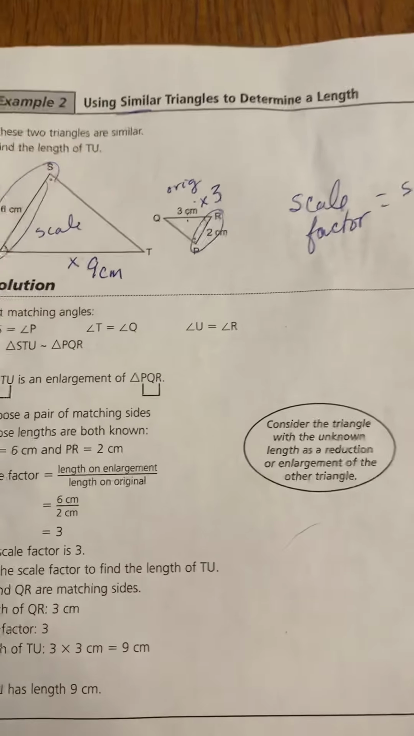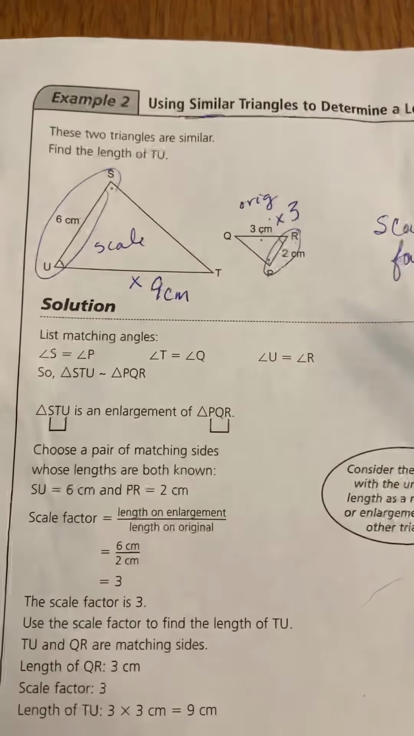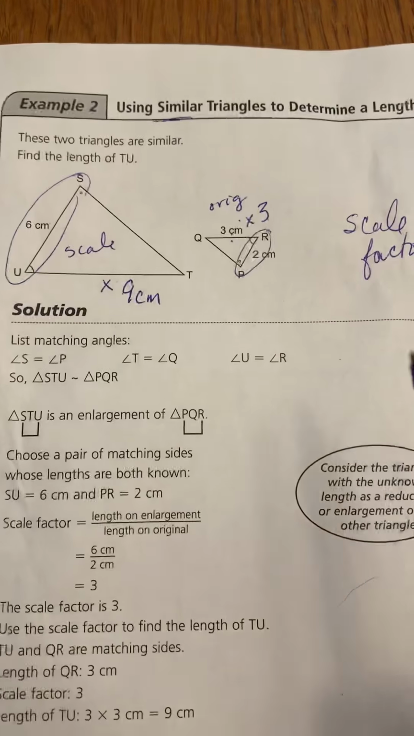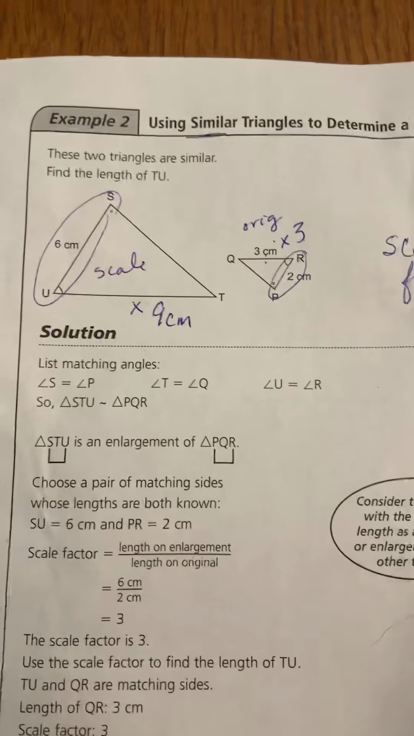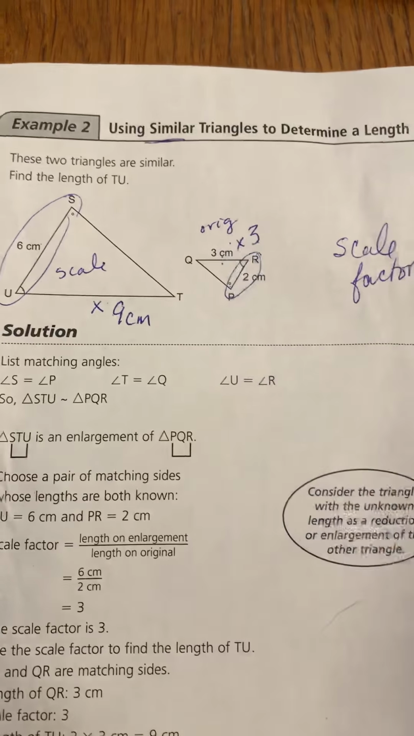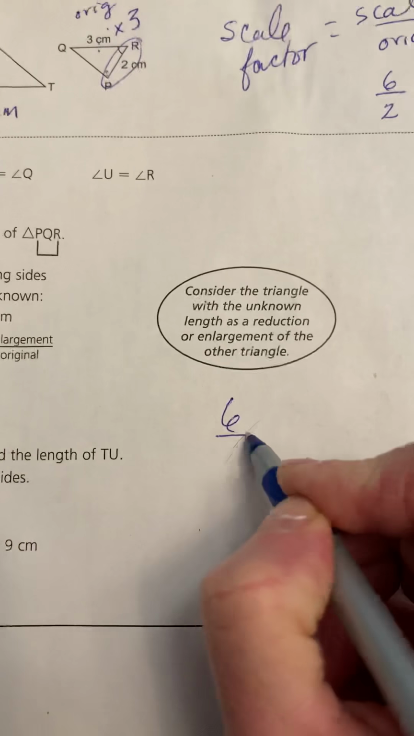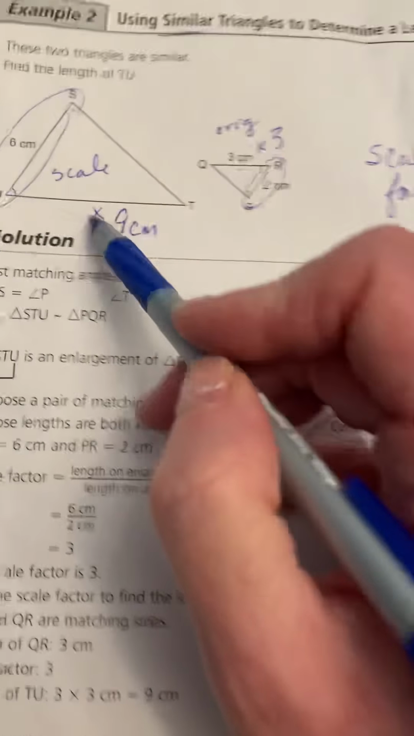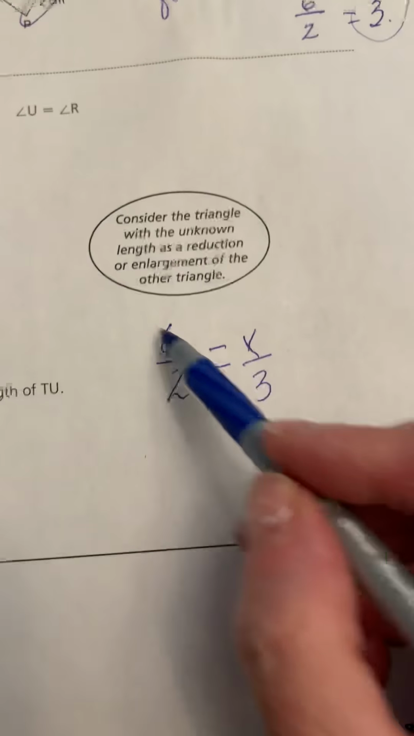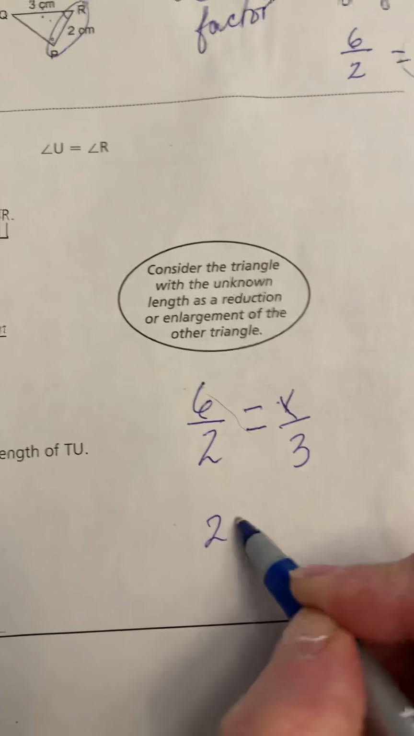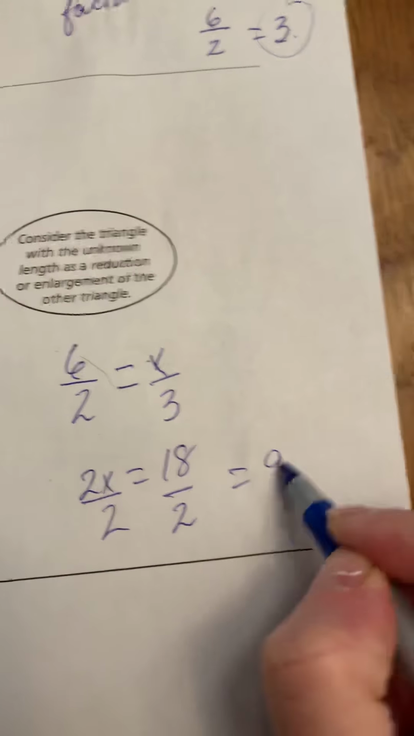The other way I showed you how to do this is to set it up proportionally. Again, we take our corresponding sides, and it doesn't matter if you go scale over original or original over scale, as long as you do it the same on both sides of the proportion. So I'm going to set it up like this: 6 is to 2 is equal to, and here's our x, the side we don't know, on the other side is 3. You can simply cross multiply and get 2x is equal to 18. We divide both sides by 2 and you get 9 centimeters.